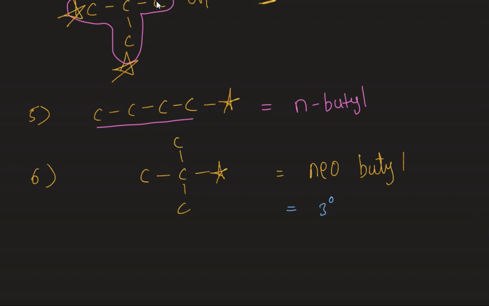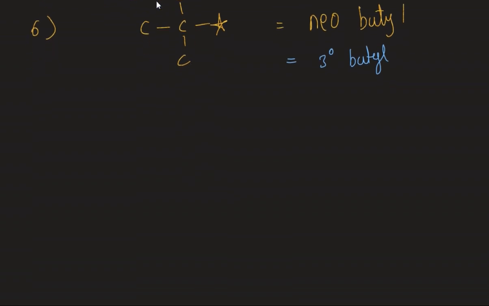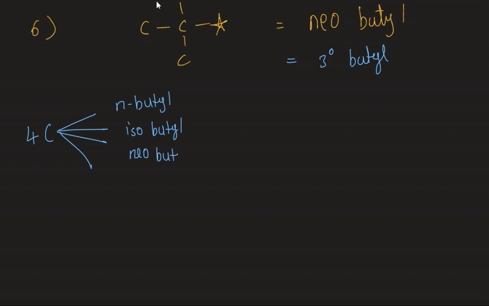One more name you can write is tertiary butyl. Let me revise again related to 4 carbons. Related to 4 carbon common names, we have total 4 names. What are those 4 names? N-butyl, isobutyl, neobutyl and secondary butyl. N-butyl means what? What is the meaning of N? All the 4 carbons are in the straight chain.